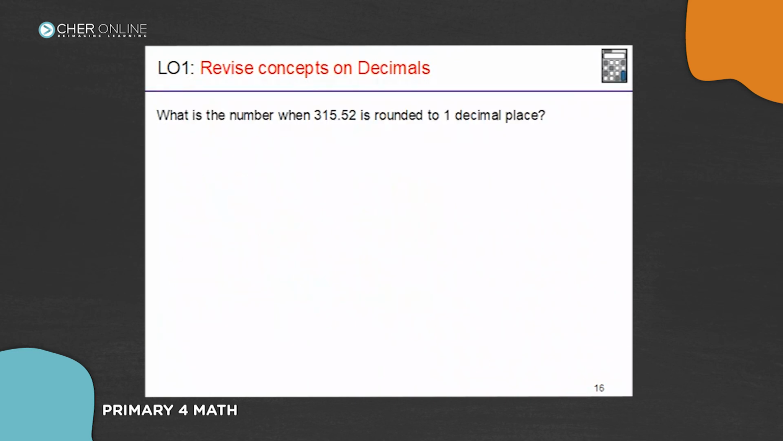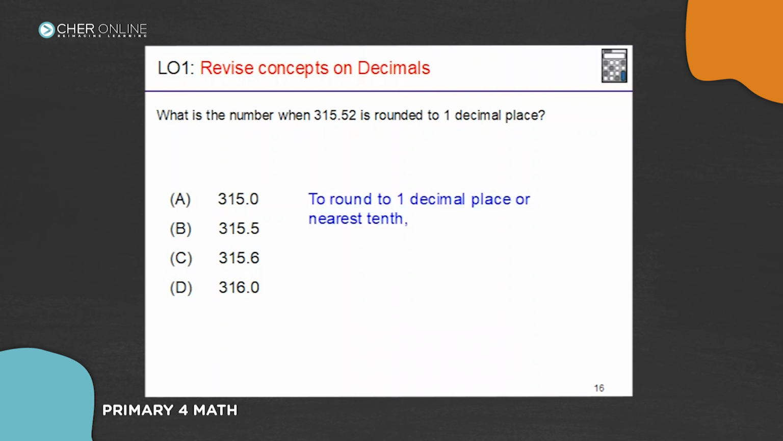One more MCQ. Round off. Round off is a very common question. Actually, we start learning rounding off since P3, but we round off whole numbers. The rule is exactly the same. So round off to 1 decimal place.